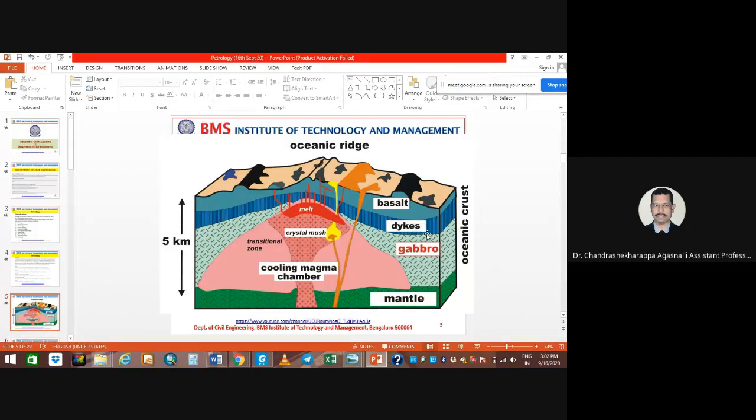Dike is an intrusive rock. Gabbro is also an intrusive rock, but they are all igneous rocks. And the basalts, the top one is the basalts. This is magma eruptions, right?